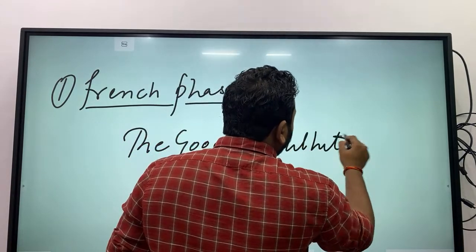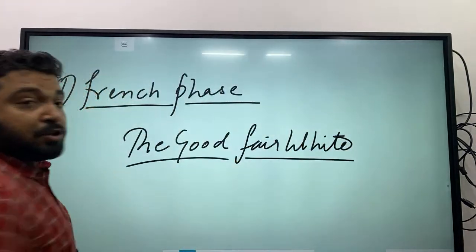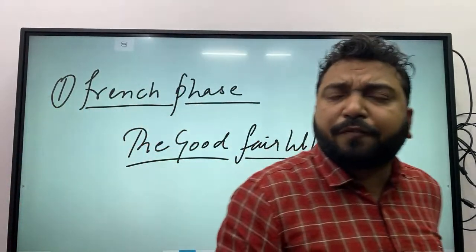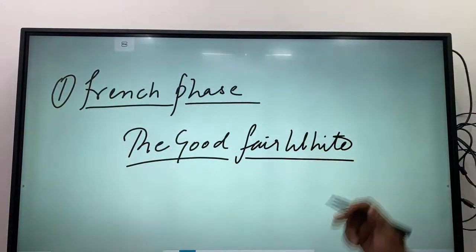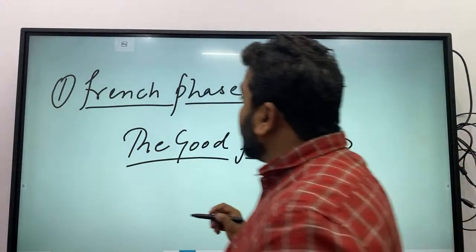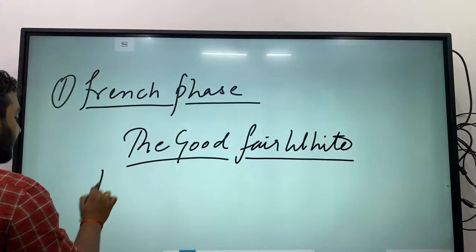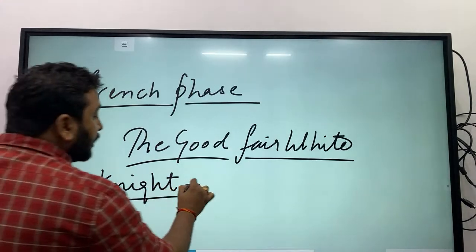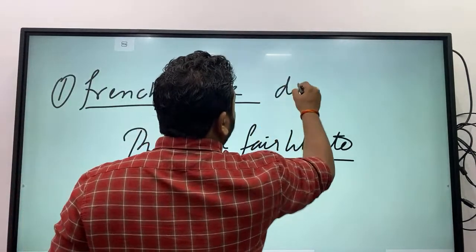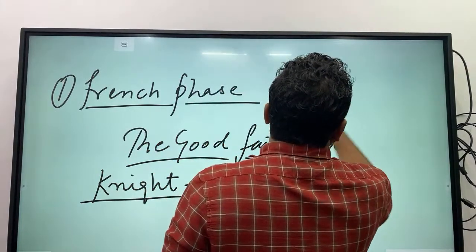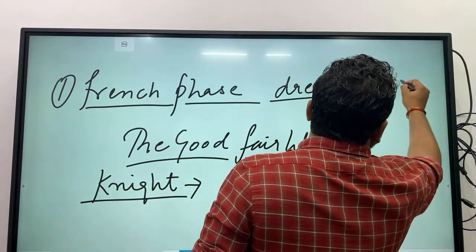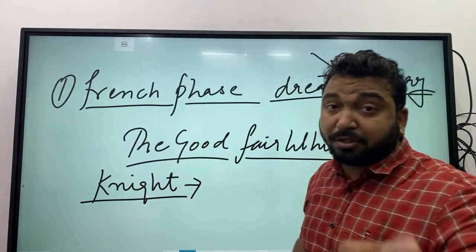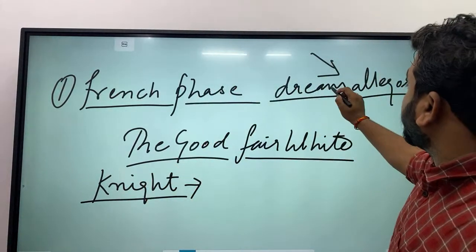The good fair white, a racist reference. So they can ask you a question: in the Book of the Duchess, who is the good fair white? It is Duchess Blanche. So what happens? Here in the story, we have a knight. Chaucer is watching a dream. It is a dream allegory. Dream allegory was the style of Anglo-Saxons and Chaucer. Very important point. Note it.